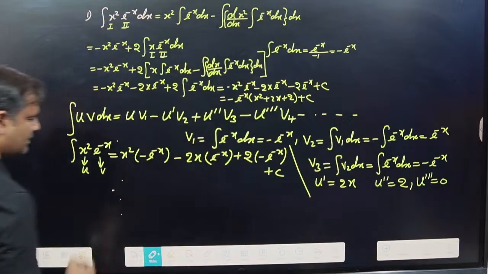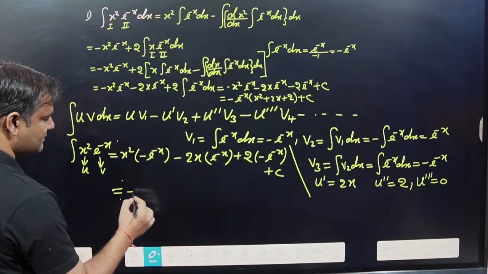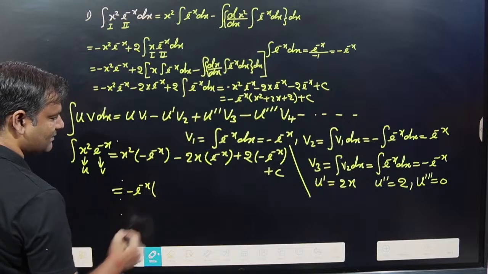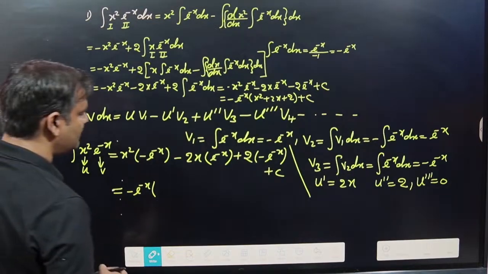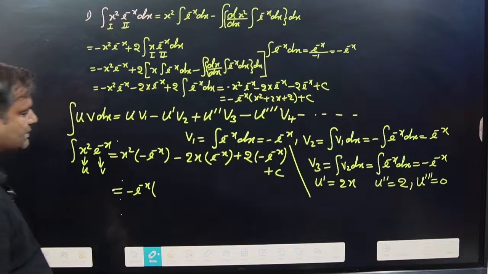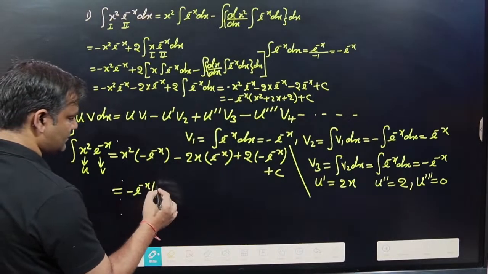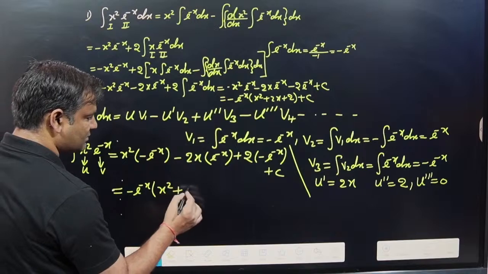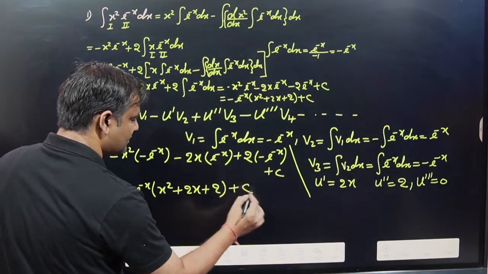Okay, look here, so final answer is how much? e to power minus x is common, so simply minus e to power minus x into x square plus 2x plus 2, and plus c.